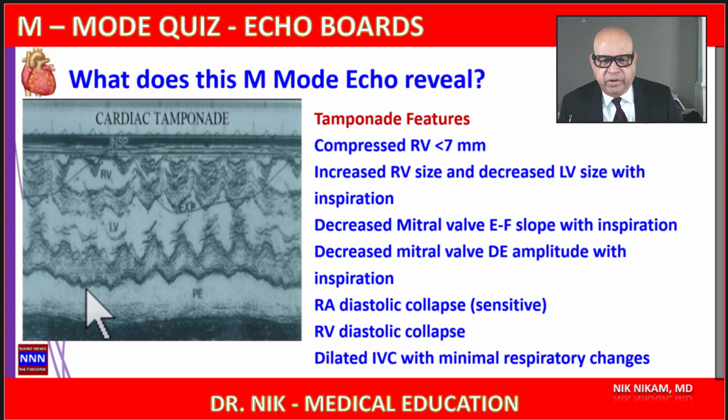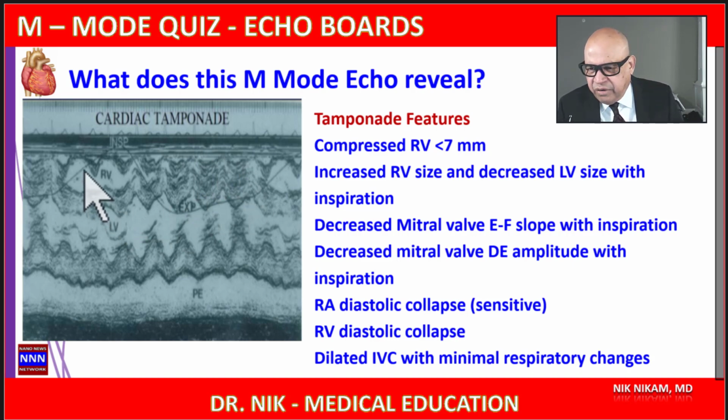We covered that one. The mitral valve E to F slope is decreased, which we don't see here. Same thing with this one. This RV diastolic collapse is quite sensitive. We do see RV collapse here, but because this is taken at a very slow sweep, we can't tell between systolic and diastolic.